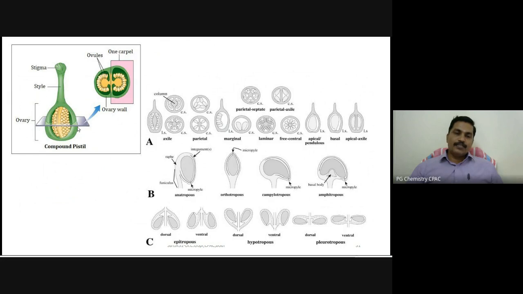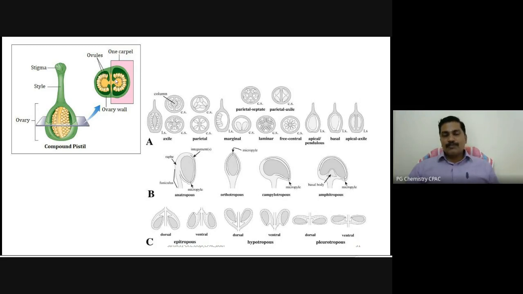When you take a cross section of the ovary, you will find the locule or carpel. So this is the ovule. The complete portion is called the carpel. The seed-like structures are called ovules, which are arranged in the center. So, axile placentation.